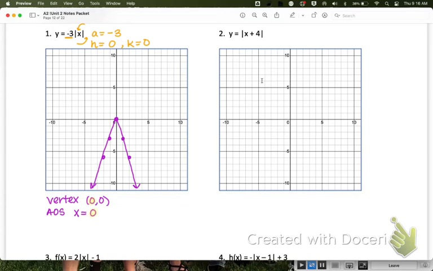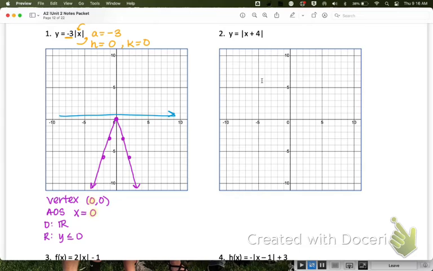And now by looking at this, I can see the domain is always going to be the same. It's going to be all real numbers. I can see the range now, because it's upside down, is going to be y is less than or equal to 0.